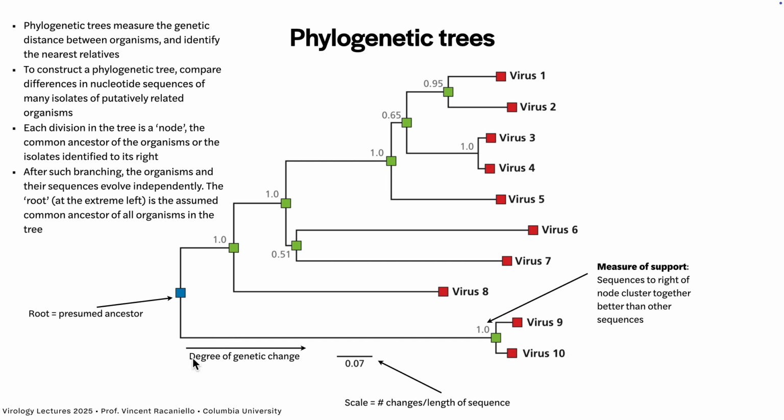And if you go left to right, you're measuring basically the degree of genetic change, and here's the scale for this particular phylogenetic tree. It tells you the changes per length of sequence, so you can tell how distant these viruses are. And then this other number here is the measure of support, telling you to what extent sequences to the right of this node cluster together better than other sequences.